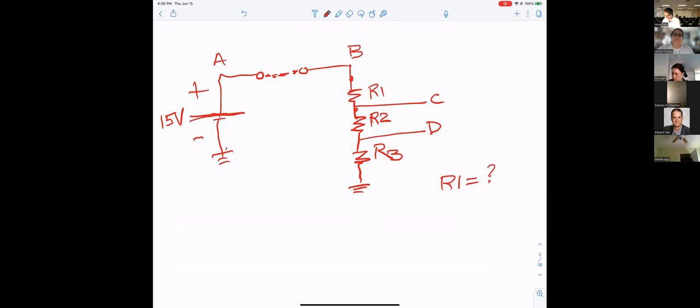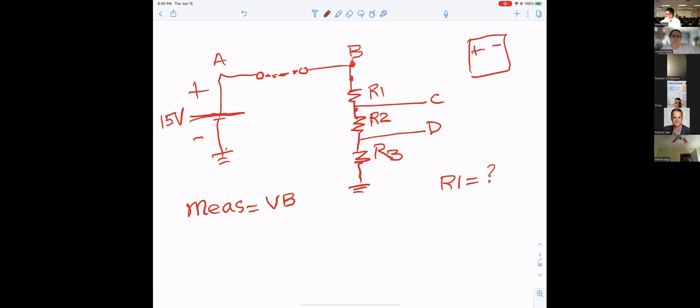That is voltage. Now, if they say I want to measure VB, right here, then you're using your meters, right? You get your DMMs. Positive, negative.